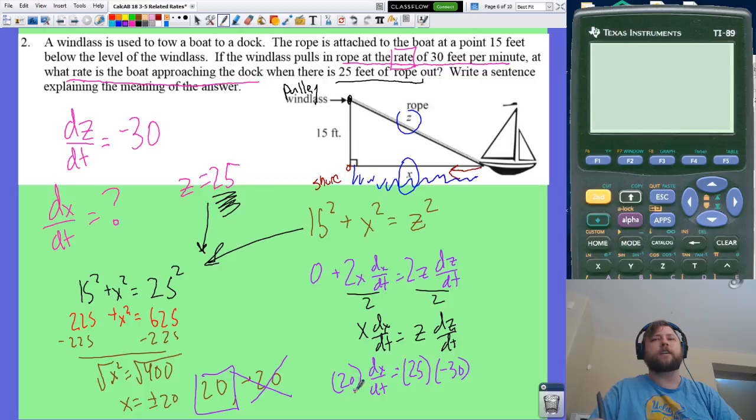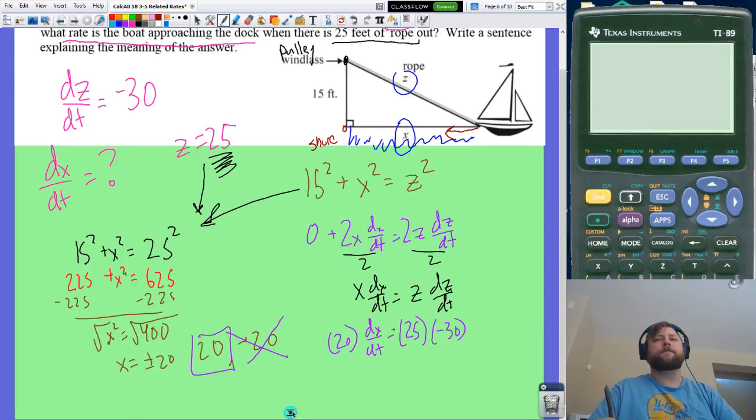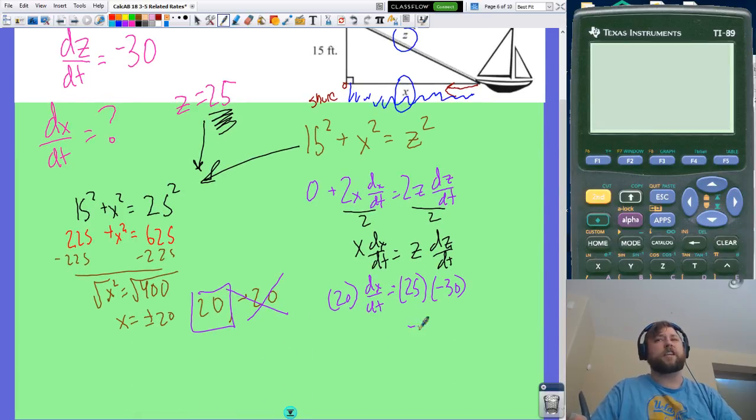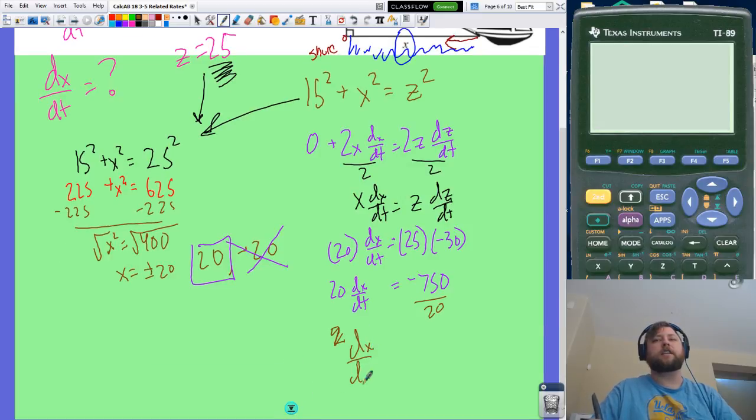So I'm going to put a 20 in for the x right here. Now, if we did that work, I don't have room right there. I got to do my little page extender. So 25 times 30 is going to be negative 750, I hope. Goes 20 dx/dt. And you're going to divide by 20 on both sides. So you get your dx/dt equals negative 75 halves. I'm going to leave it as that. I'm not going to put it as decimal.